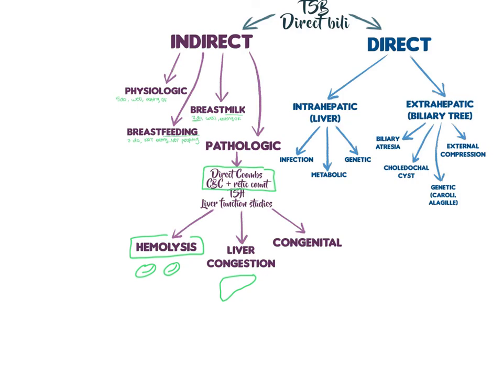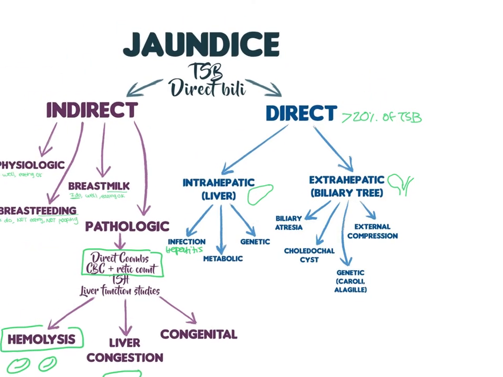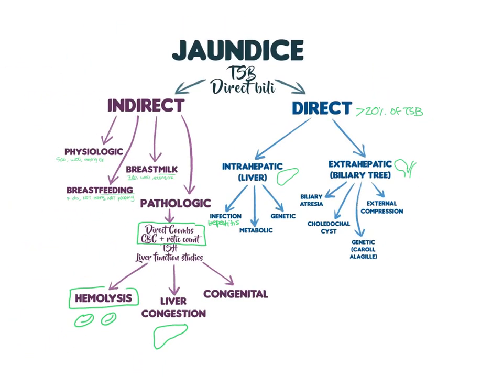The other half of the tree is looking at direct hyperbilirubinemia, which is always pathologic, and which typically means that more than 20% of your total serum bilirubin is direct bilirubin. This can be typically problems with the liver, so intrahepatic, usually infectious, but can also be metabolic or genetic problems, versus problems with your biliary tree, which is usually anatomic, so such as biliary atresia, or different cysts in the biliary tree. So that about covers it.